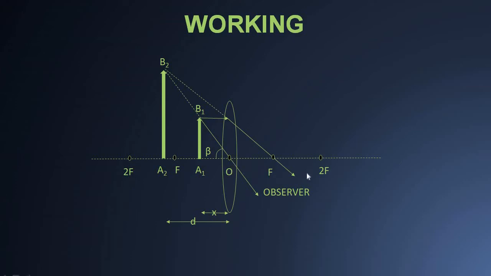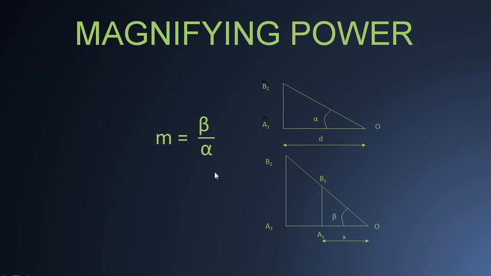Now let us come to magnifying power of a simple microscope. If we place the object as well as the image one by one at distance d from the eye of the observer, then we find that angle alpha is subtended by the object at the eye of observer or at optical center of the lens, and if we place the enlarged image, it subtends angle beta at the same point. The ratio of angle beta to angle alpha represents magnifying power of simple microscope.